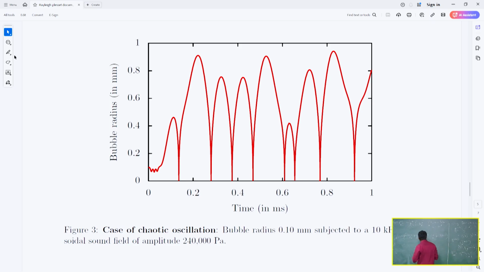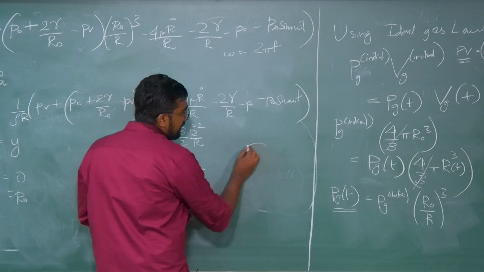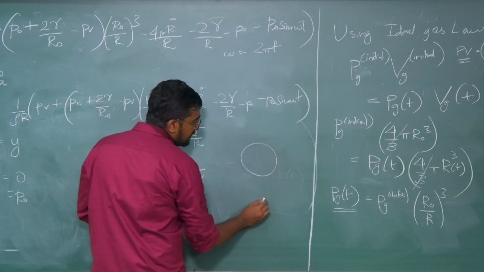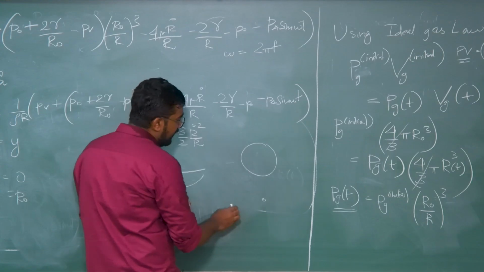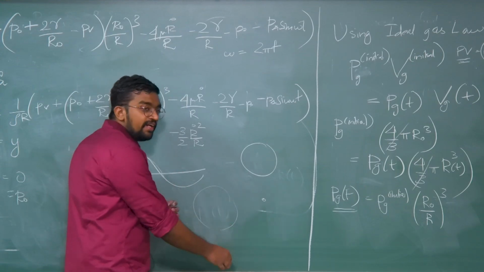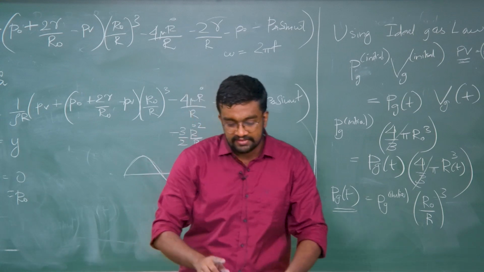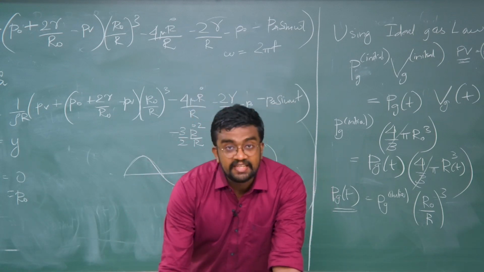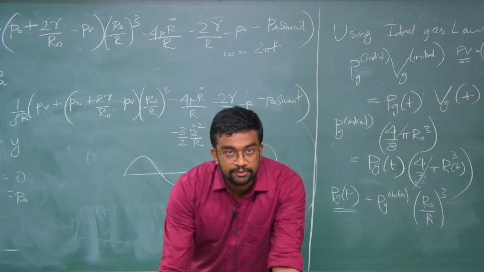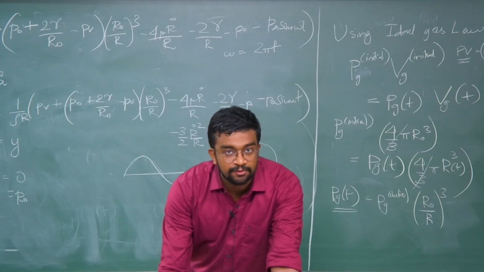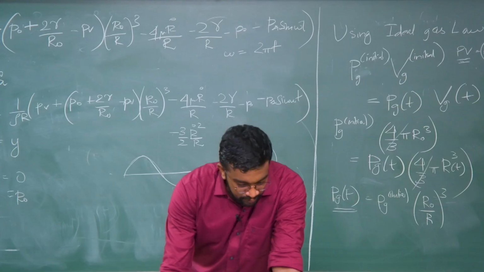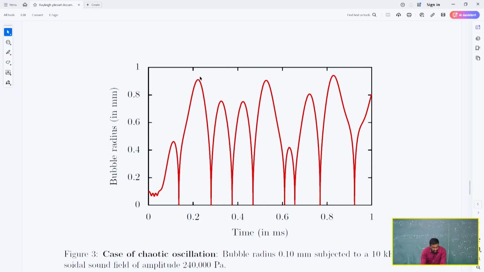Chaotic oscillations are when the bubble has a radius, then it suddenly dips to almost 0, a very small bubble, then again expands violently, then again contracts to a very small radius. That is what you are seeing here. Initially it is some value, then it increased to a radius, then dipped to almost 0. This is not 0. If you zoom in, it won't be 0. Okay. Then again it goes back to a very high radius and then again dips. It's like a violent collapse and growth of the bubble. Okay.